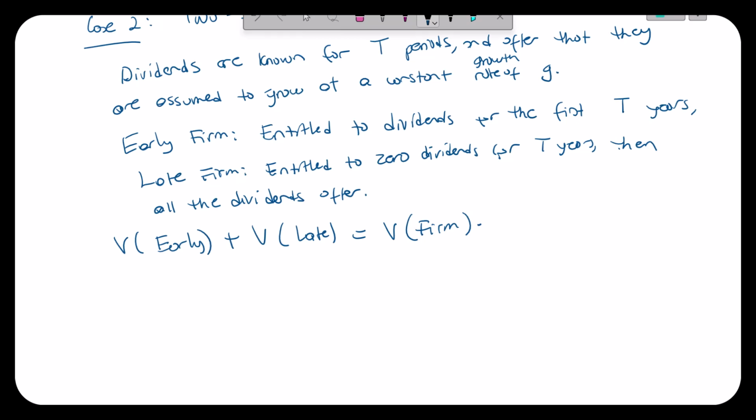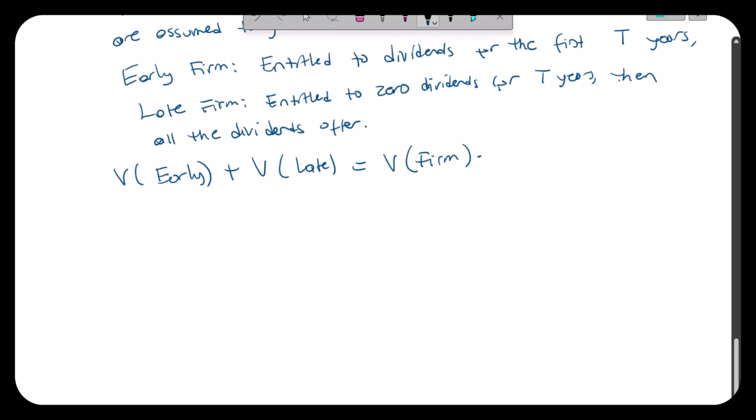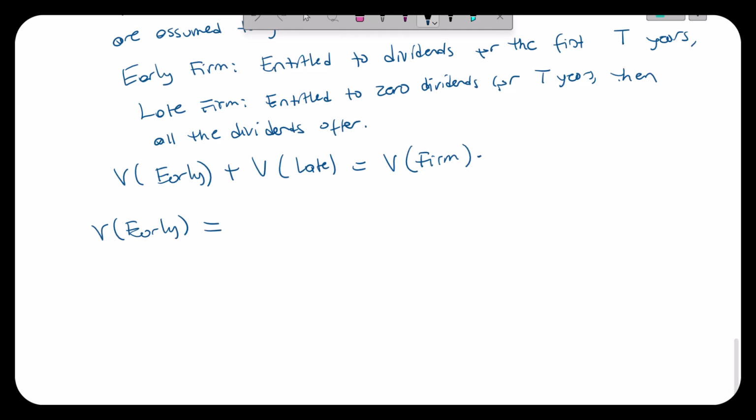For example, the early firm, for T years, I'm going to get D1 over 1 plus R, D2 over 1 plus R squared, up to dt. But I know all those numbers, so all I have to do is calculate them separately and add them up. In fact, we're going to build a template in Excel to take care of all of those, but that's how we do it theoretically. That part is easy.